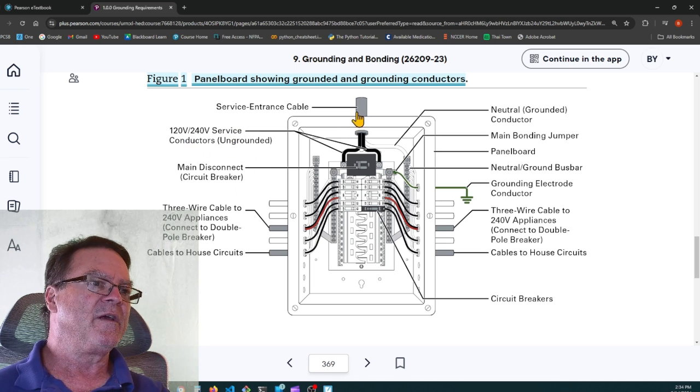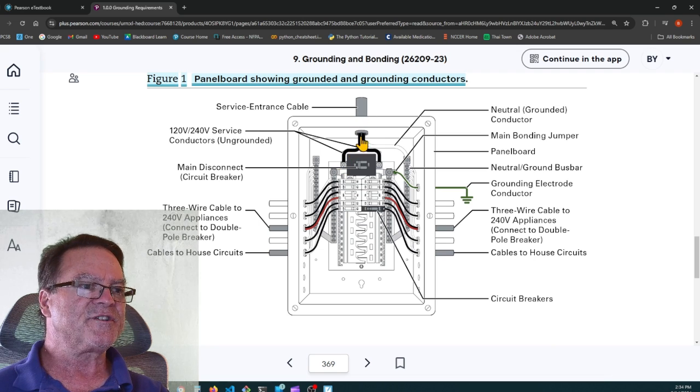So study it. If there's something you have a question about, ask your instructor. Here are the ungrounded conductors. Those are the hot conductors going to the main disconnect, the circuit breaker. This is the grounded conductor, which is the neutral conductor going to the neutral bus bar.